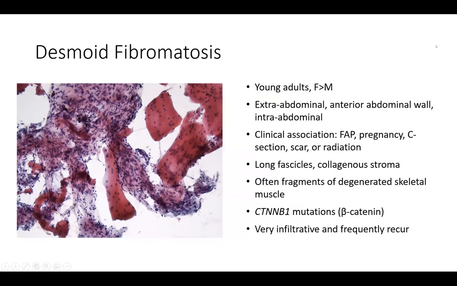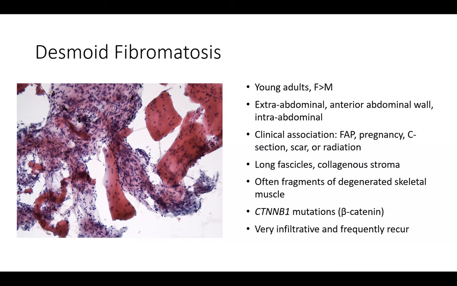So desmoid fibromatosis is an indolent tumor that enters the differential diagnosis of both benign and malignant spindle cell neoplasms. There are important clinical correlations to remember. So these typically arise in younger patients, more commonly arising in women. These can present as extra-abdominal tumors, tumors arising in the anterior abdominal wall, as well as intra-abdominal tumors.